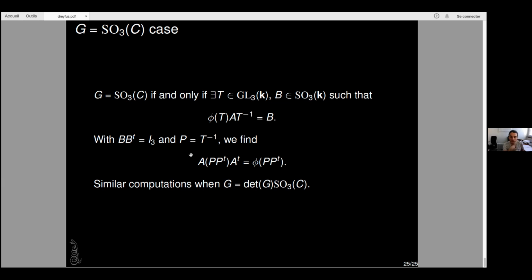But in fact, if you look more carefully, you can find that P times transpose of P is a symmetric matrix. And in fact, we can prove that it's sufficient to solve A X transpose of A equals phi of X, where A is a symmetric matrix. And again, it's just solving a linear equation. And if J is not SO3, but something bigger, you have similar computation.